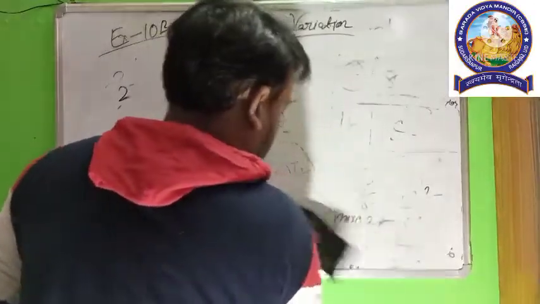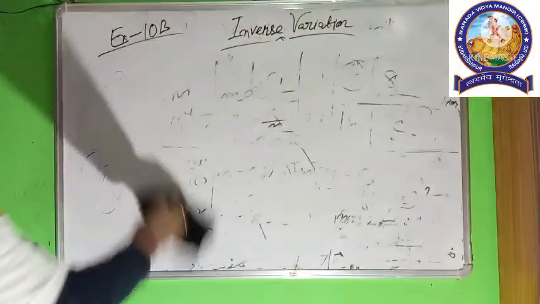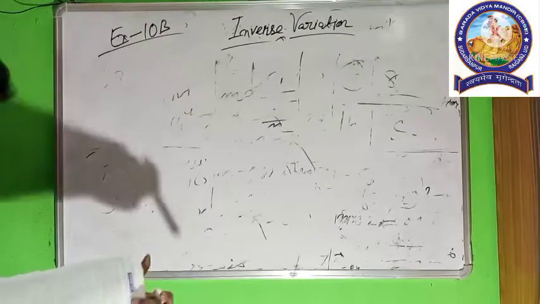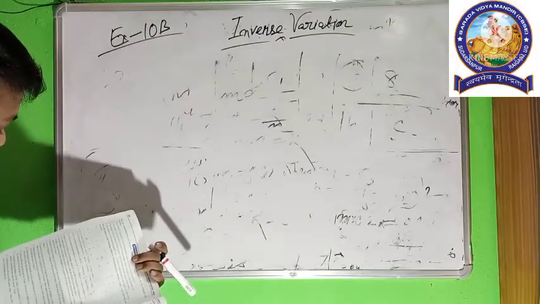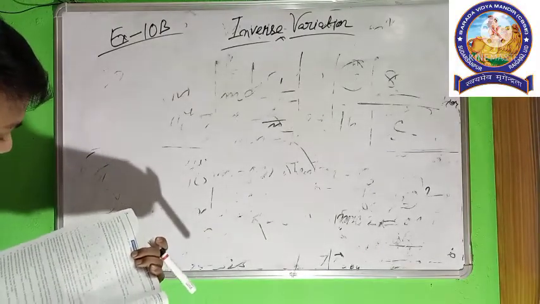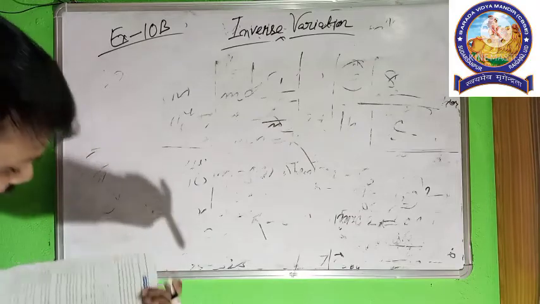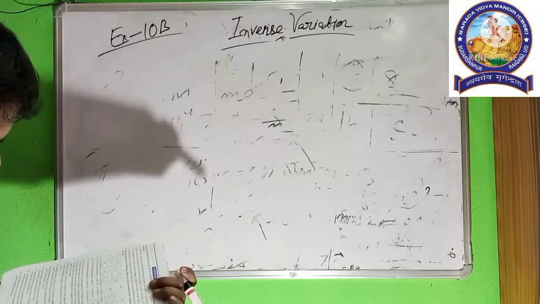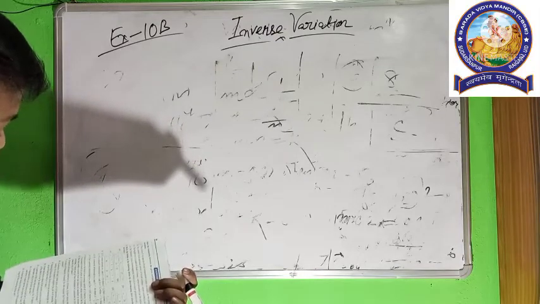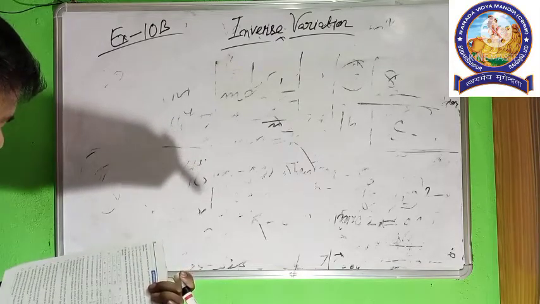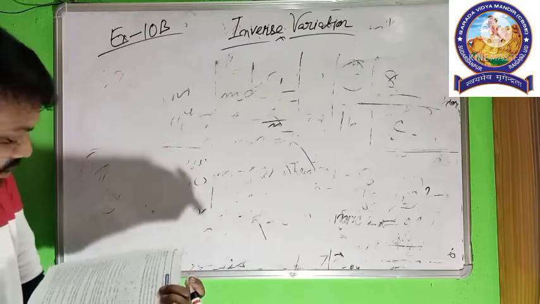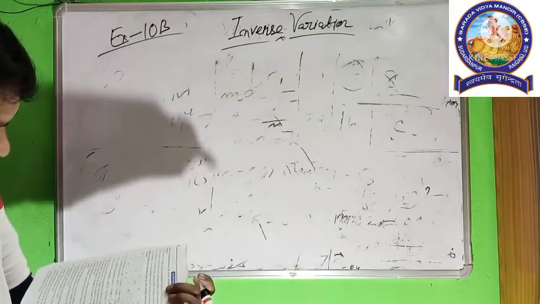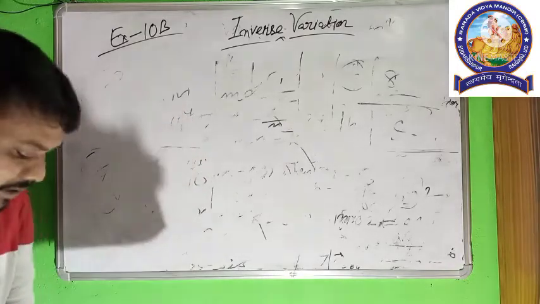Next, question number 4. Navin cycles to his school at an average speed of 12 kilometers per hour. It takes 20 minutes to reach the school. He wants to reach his school in 15 minutes. What should be his average speed?